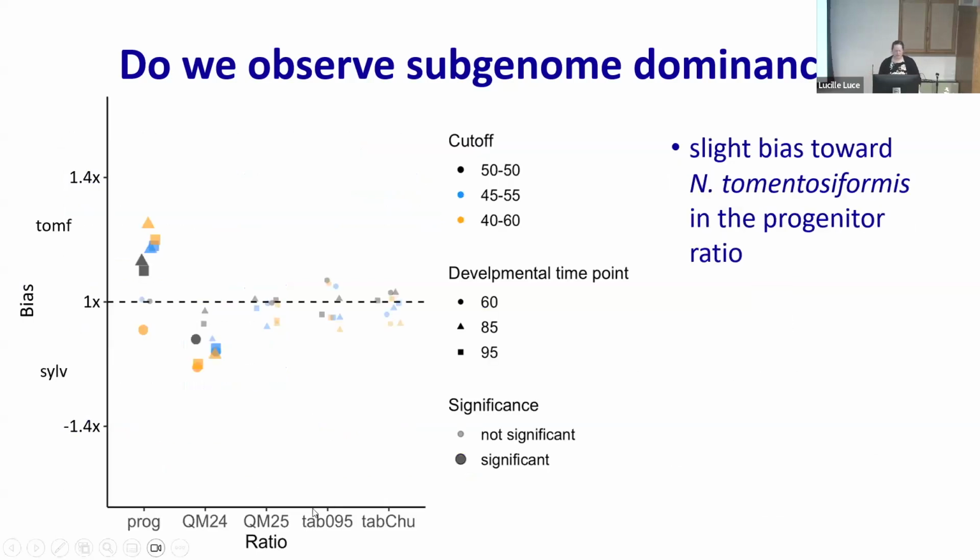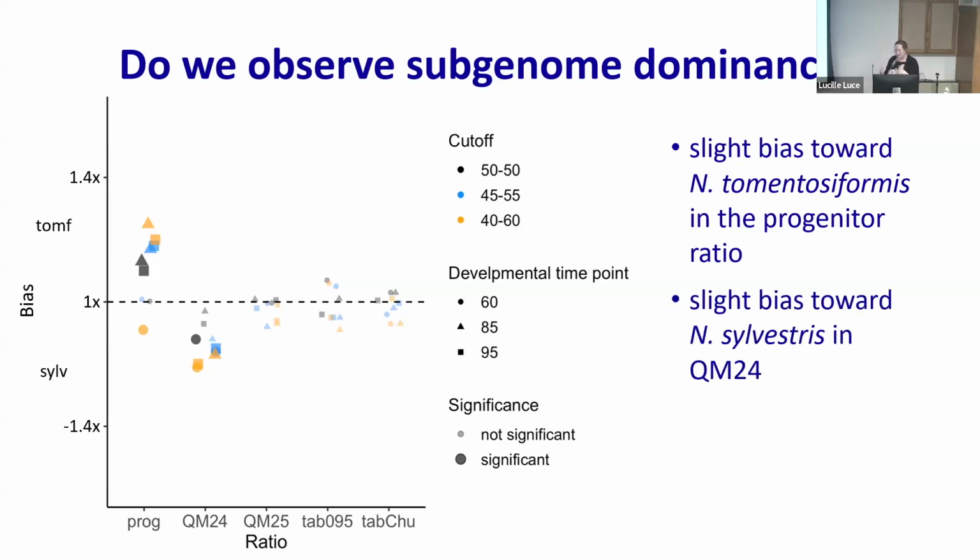And what we found, so here on our x-axis, we have our progenitors, we have our different polyploids, and then on our y-axis, we have bias. So our dotted line in the middle is no bias, and above the line is a tomentosiformis bias, and below the line is a sylvestrous bias. So what we see is that we have a slight bias across the genome toward tomentosiformis in our progenitor ratio, a slight bias towards sylvestrous in QM24, like we saw in our other plot, but no bias in QM25 or our natural polyploids. So a little bit of subgenome dominance here, but not a whole lot.